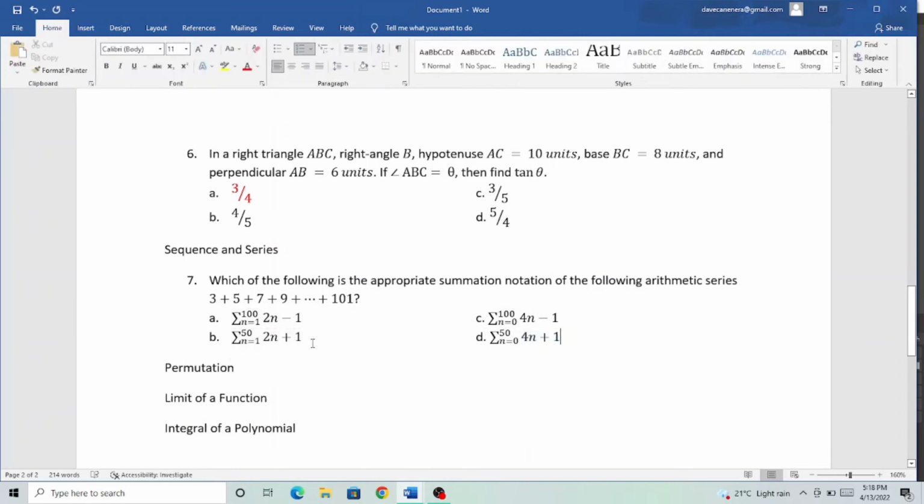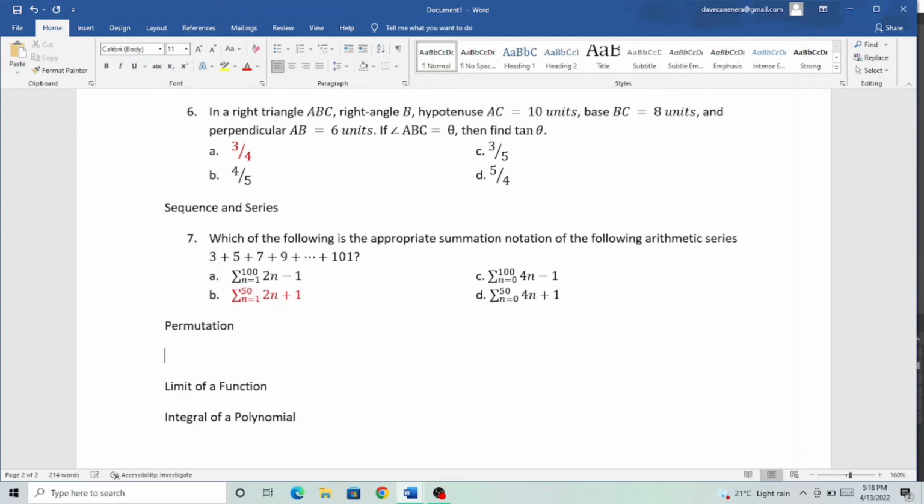So our answer is letter B. That's the correct answer. So moving on to permutations, number 8. Suppose we have 8 students.